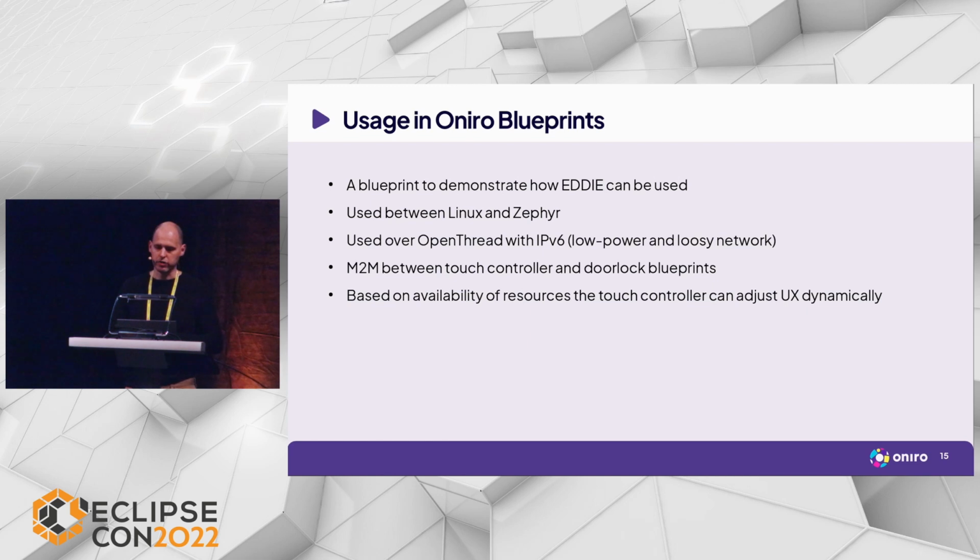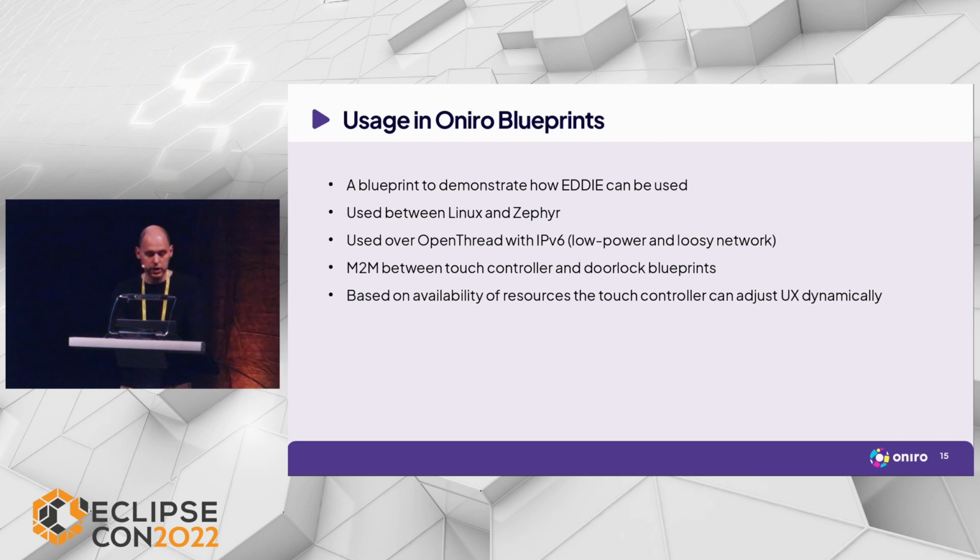So it's a small RTOS-based system. You have the door lock connected to that. This one is connecting over the Thread network, or mesh network, to a Linux gateway, which then over Wi-Fi connects to another Linux machine, which is a touch controller. So in this case, we are showcasing the usage on Linux and the usage on Zephyr. We are showcasing that we can work as well on Wi-Fi, so really common networks, but also on low power and lossy networks.